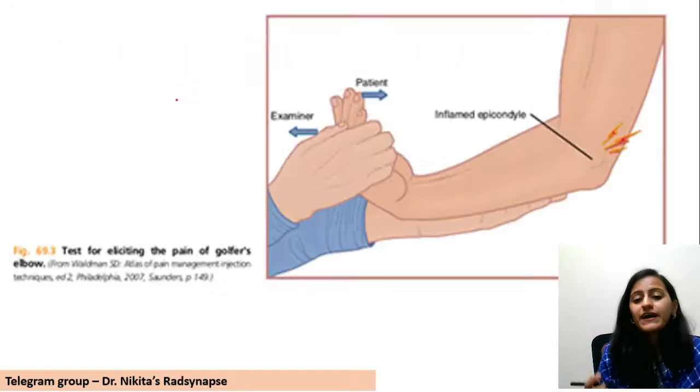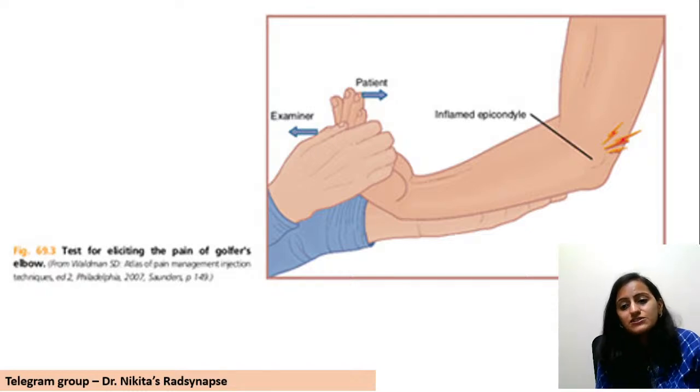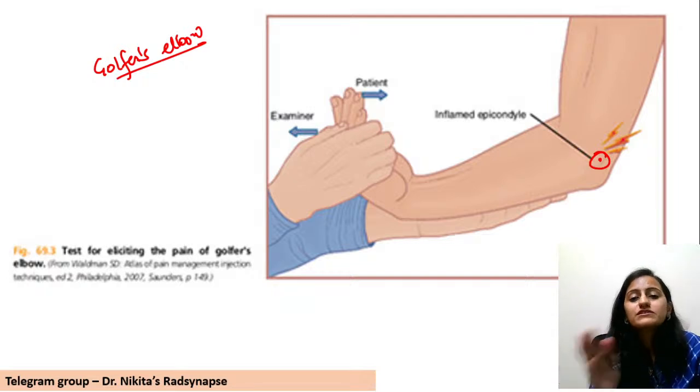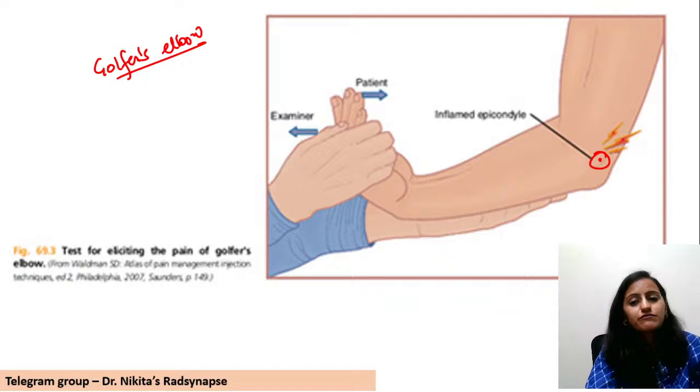Next one, when you do the test in this position, that's your supination. So that is your flexor compartment. Flexor is your medial. We are looking for the medial epicondylitis, which is called golfer's elbow. So if you are given an image, identify whether this is for golfers or tennis. Tennis is here, extensor, prone position, pronation, and this would be your supination for the golfers.